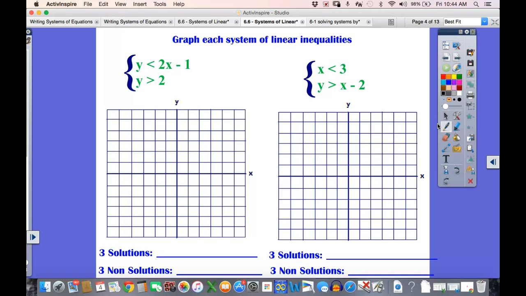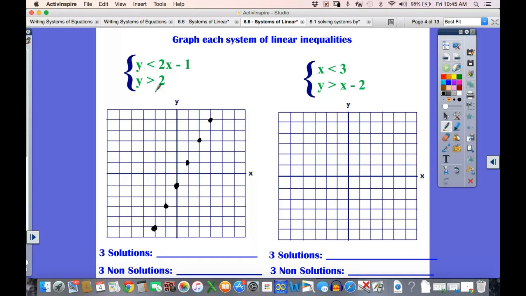Okay, now we're going to look at graphing another one. I'm going to do one more. It says graph each system of linear inequalities. Both of these are in slope-intercept form. So I have y is less than 2x minus 1. The negative 1 is the y-intercept, so we have a negative 1 here. And then we go up 2 over 1, up 2 over 1. Put several dots here so we can see what this line is doing.